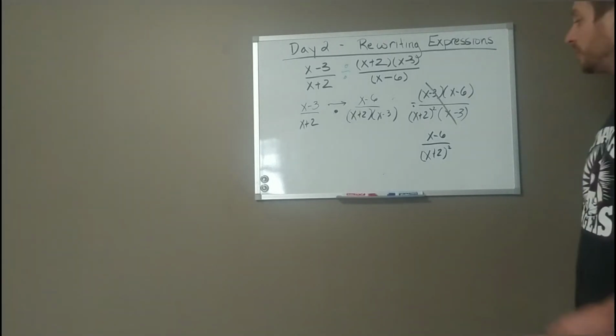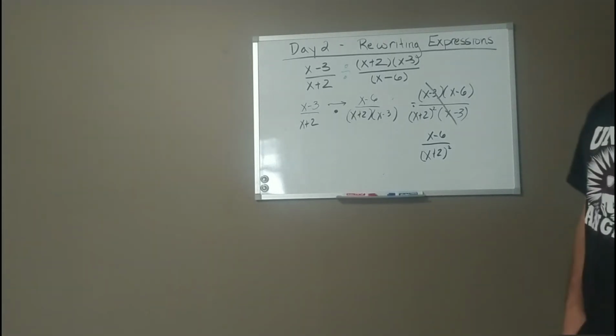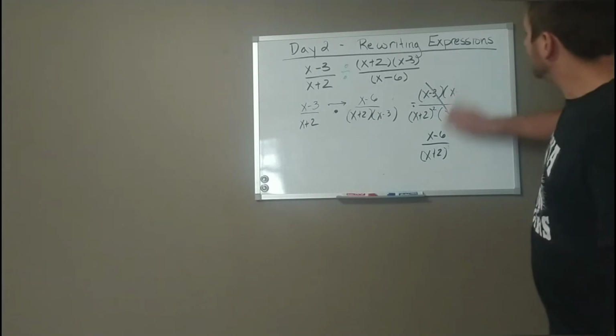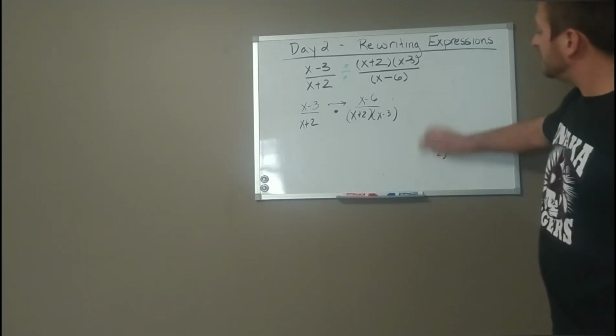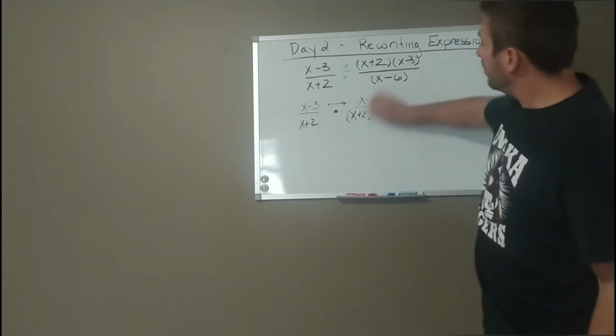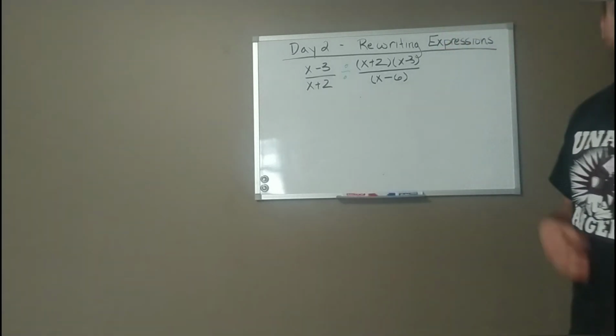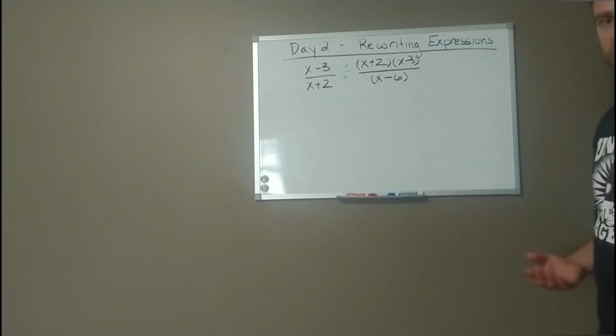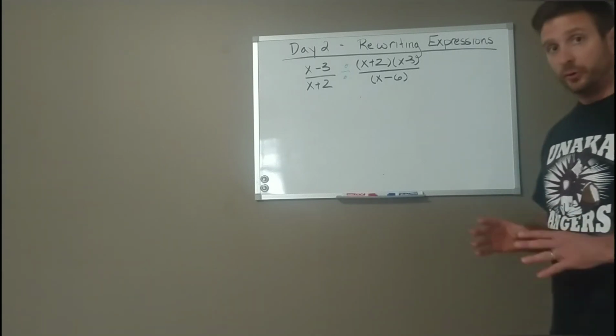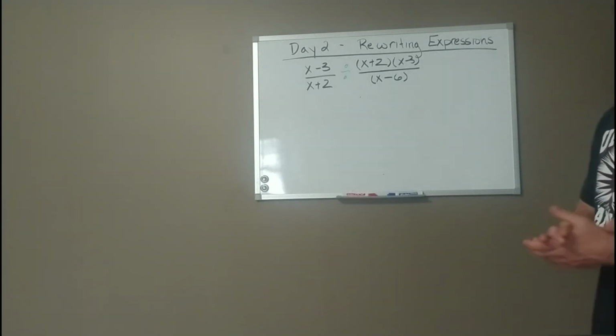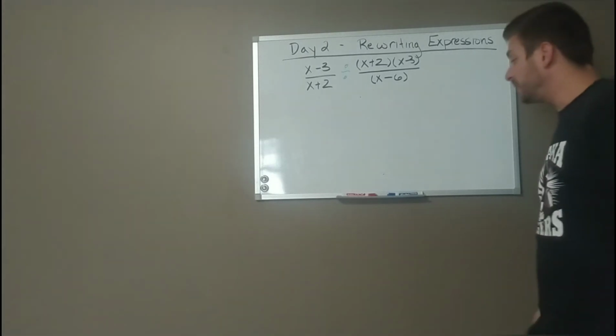Now things get a little bit trickier when we are trying to add or subtract these. Now when we do addition and subtraction, it's the same process. And in order to do that, we will have to find a common denominator. We can't add apples to oranges. We have to change them into fruit. We have to have a common denominator to add or subtract fractions.